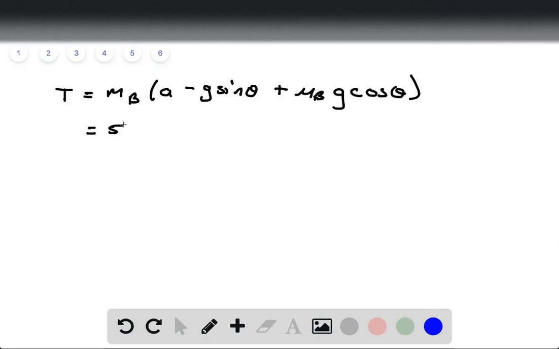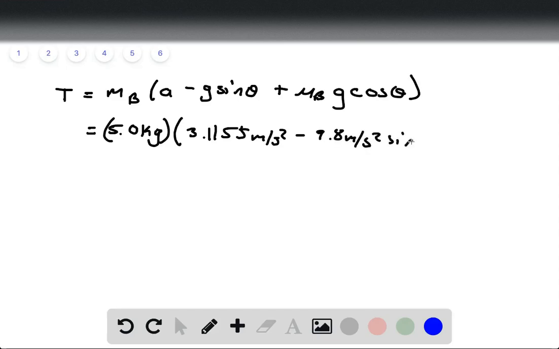And I wouldn't approximate A here. I would use as many digits as you can when you plug this into a calculator, and then approximate just in the final answer. And then you should get an answer of approximately 2.1 newtons.